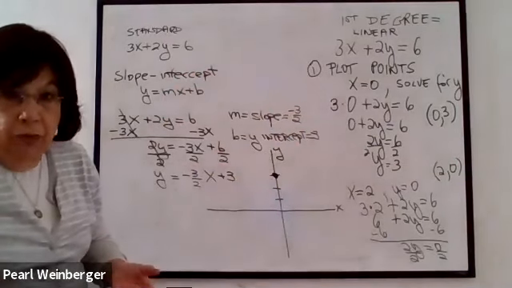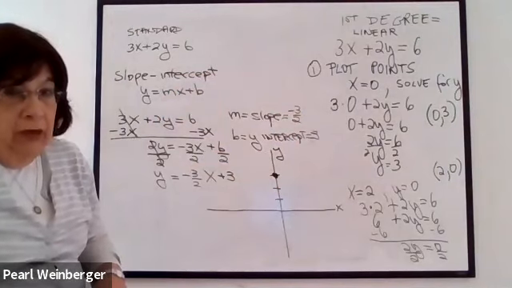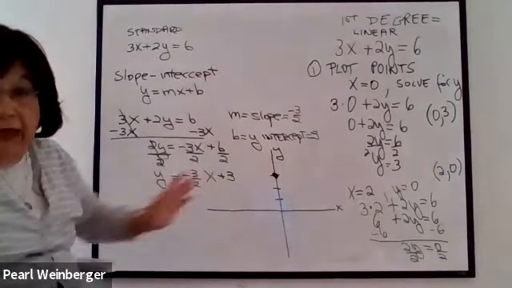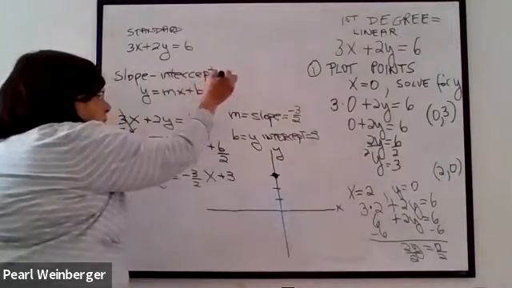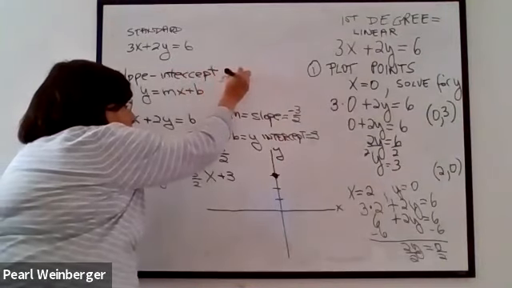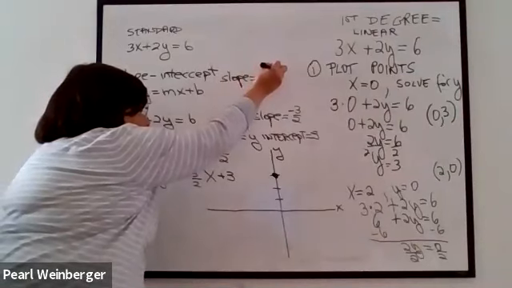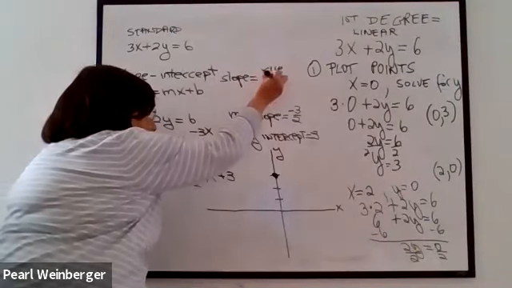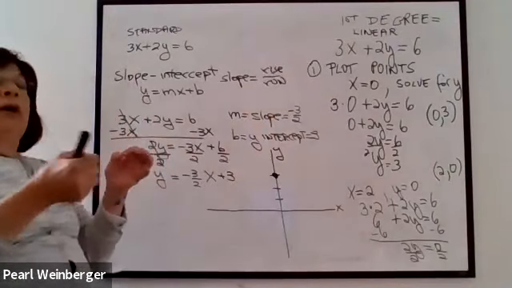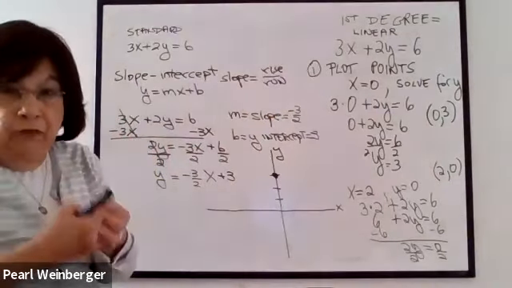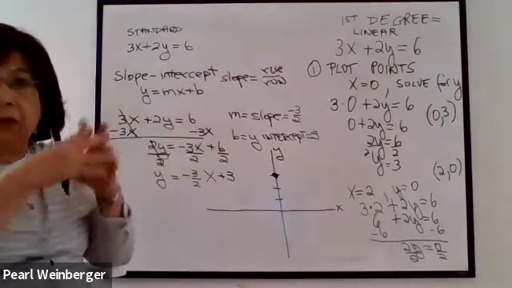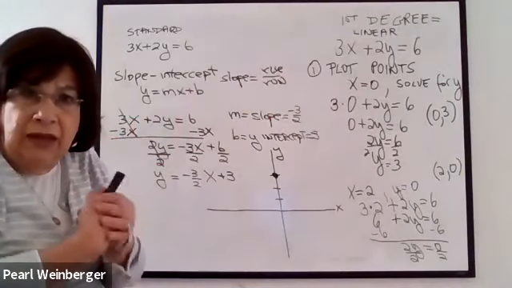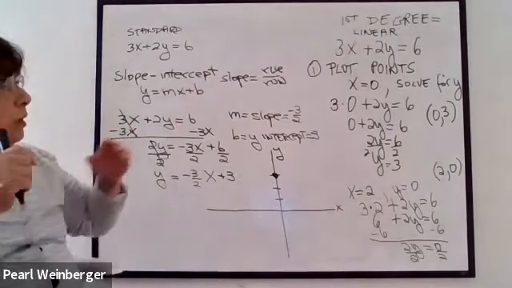How do we get to other points? I need at least one more point in order to draw this line, because the line could go any which way from here. So that's where the slope comes in. Sometimes we call the slope the rise over the run. The slope tells you how to get from one point on the graph to another. It tells you how much the line is slanted, and it really gives you a direction and how to get from one point on the graph to another.